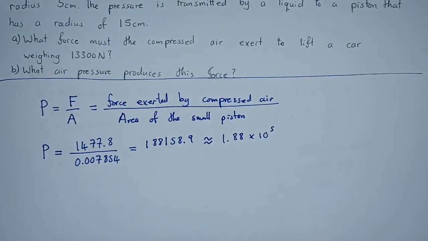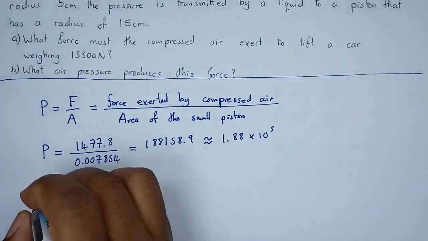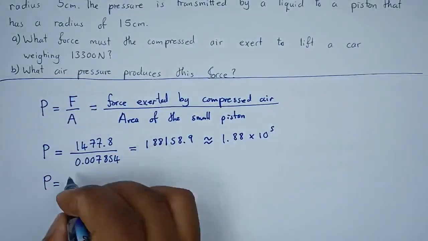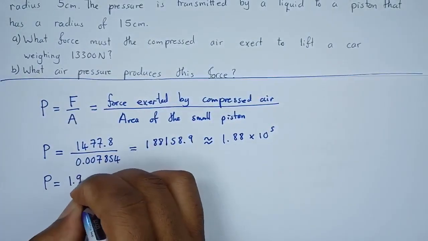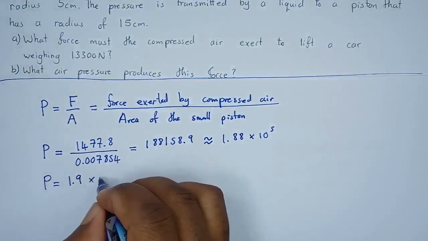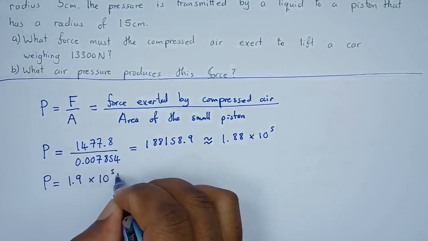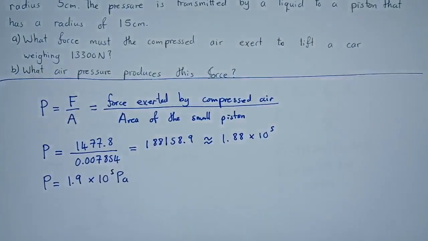Now, since it's times 10 to the power 5, I think it's okay to have the pressure as 1.9 times 10 to the power 5 pascals. So that's our pressure. Hence, the required air pressure to lift the car is 1.9 times 10 to the power 5 pascals. So there we have it.